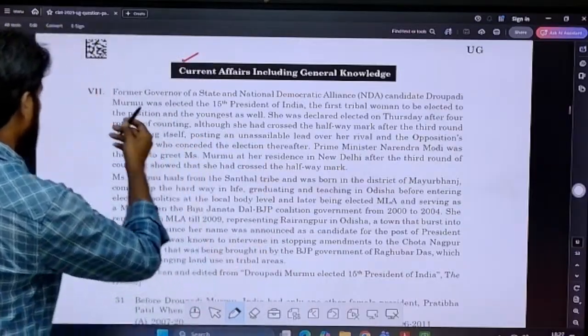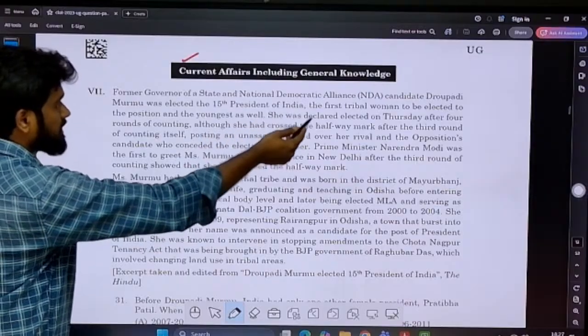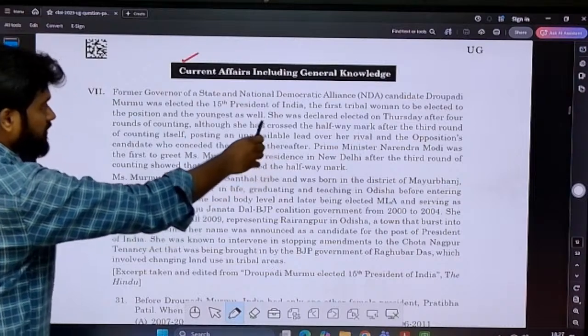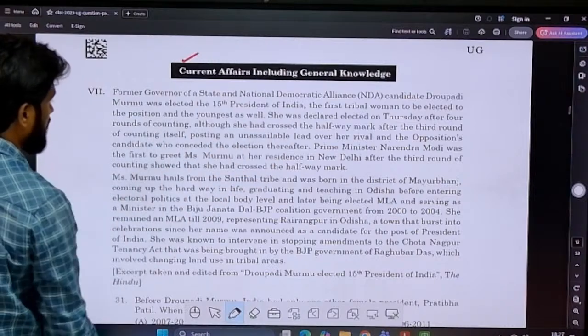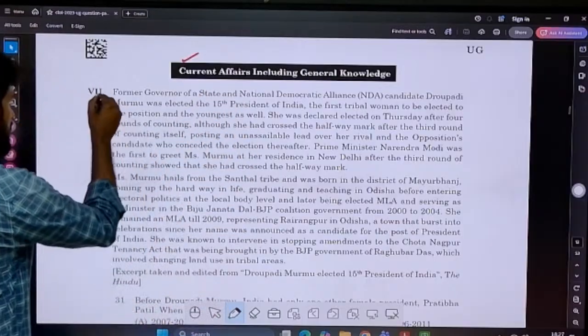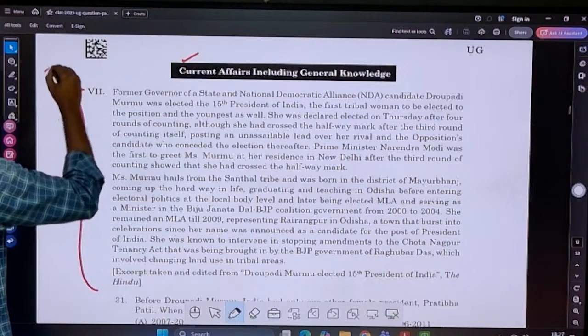When talking about the passage manner, if you see, the former governor of a state and National Democratic Alliance candidate Draupadi Murmu was elected the 15th president of India, the first tribal woman to be elected to the position and the youngest as well. When you're talking about this article, if you see very clearly, this article was talking entirely about what?